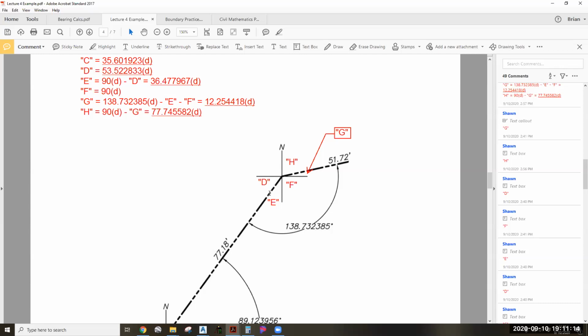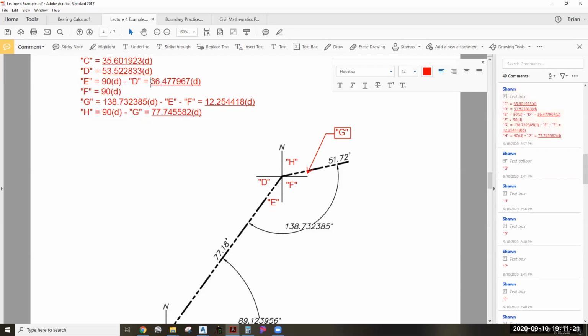So here I have D. Then I can calculate E because 90 degrees minus D is that. Okay? All right. F is a full 90 degrees, so I can automatically annotate that. And I want to know what that little angle is where G is. Okay? All the little parts.